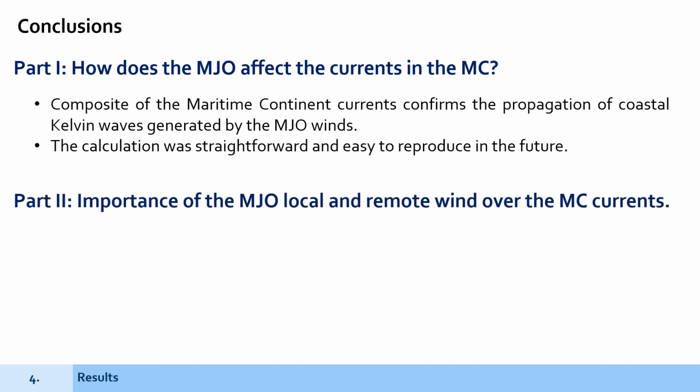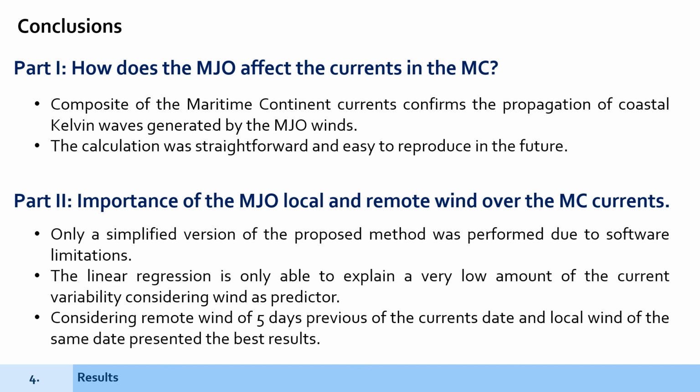For the second part, as ArcGIS's generalized linear regression tool doesn't run with temporal data, the experiments had to be performed using only a specific date of data, and the linear regression gave, in all cases, very low R-square values, which probably means that more predictors are needed. In spite of that, it showed best results when considering remote wind lagged 5 days, which was in some way expected.